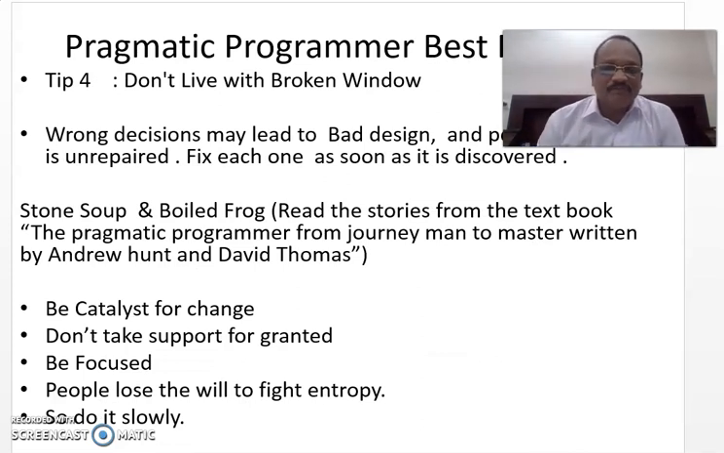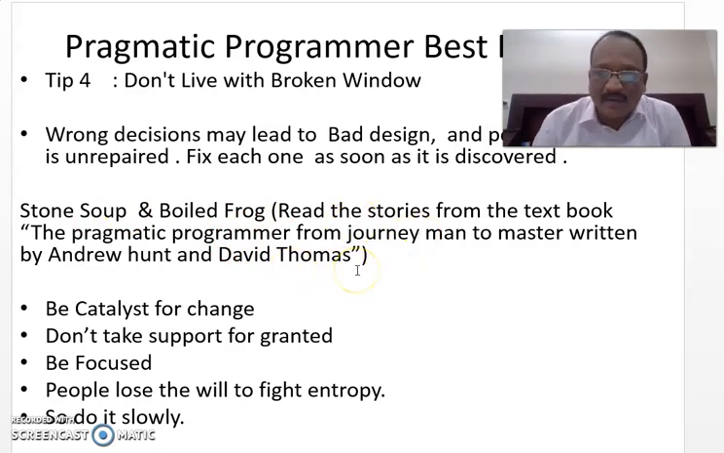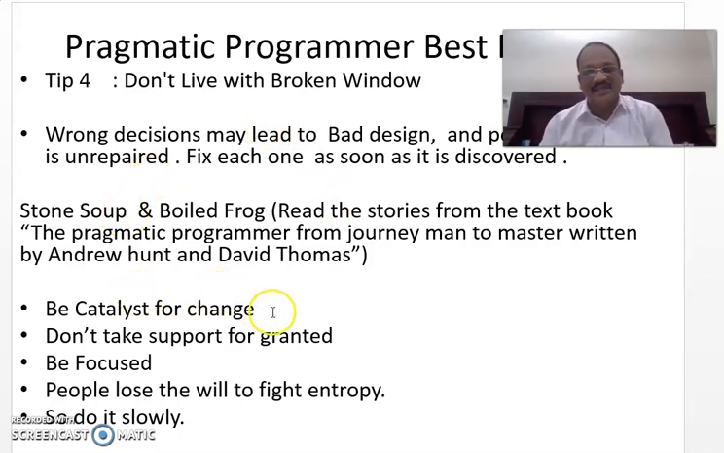Tip 4. Wrong decisions may lead to bad design and poor code which is unrepaired. Fix each one as soon as it is discovered. We have discussed that. Here there is another story: stone soup and the boiled frog. You can read the story in the textbook, The Pragmatic Programmer: From Journeyman to Master, written by Andrew Hunt and David Thomas. Here, the stone soup explains being a catalyst for change.